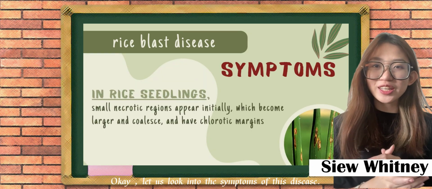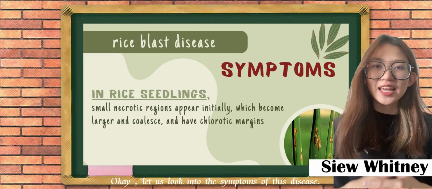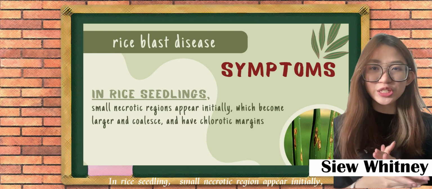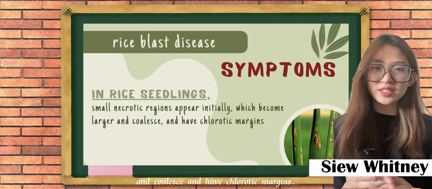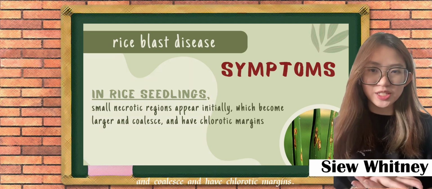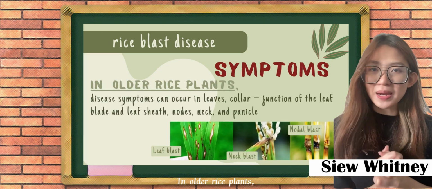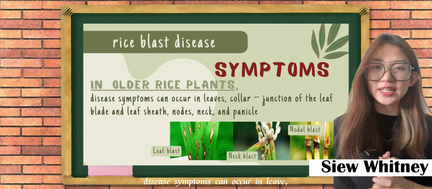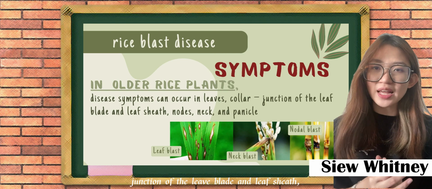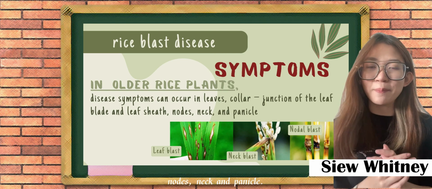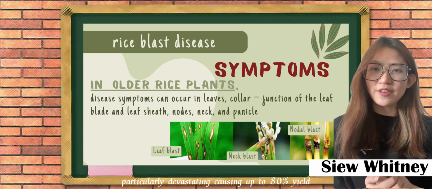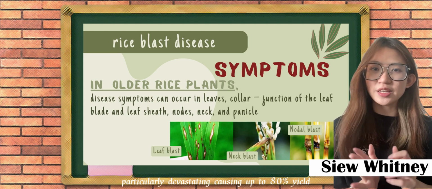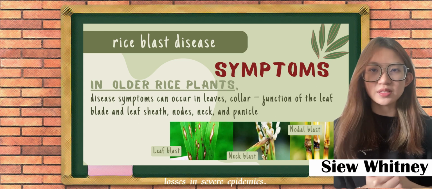Okay, let us look into the symptoms of this disease. In rice seedlings, small necrotic lesions appear initially, which become larger and coalesce and have necrotic margins. In older rice plants, disease symptoms can occur in the leaf, the junction of the leaf blade and leaf sheath, node, neck, and panicle. Neck rot and panicle blasts are particularly devastating, causing up to 80% yield losses in severe epidemics.